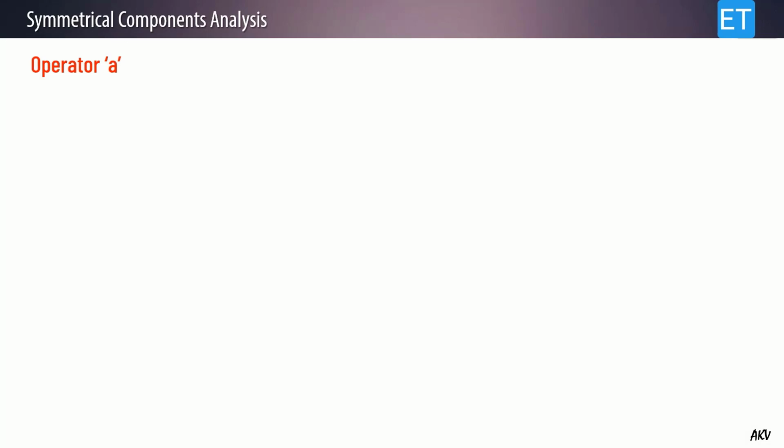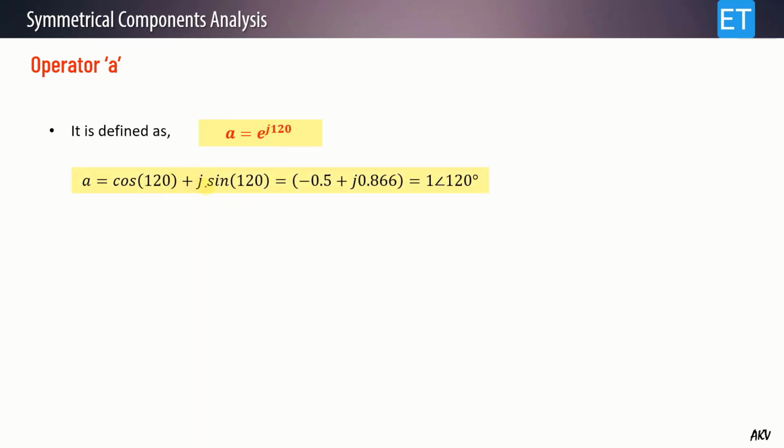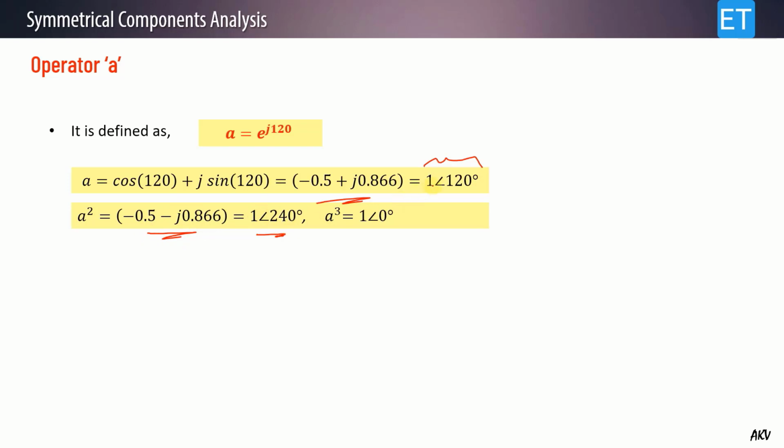Now let's see what is this operator A. This operator A will be used in the method of finding these symmetrical components. It is defined as e power j120. So obviously it is cos 120 plus j sin 120, and that is equivalent to minus 0.5 plus j 0.866. And in the polar form, it is simply 1 angle 120. So A square in rectangular form is this, and in the polar form, it is 1 angle 240. I mean the angle is doubled. And in A cube, it comes again to the 360 degree, I mean the 0 degree, at the same position.